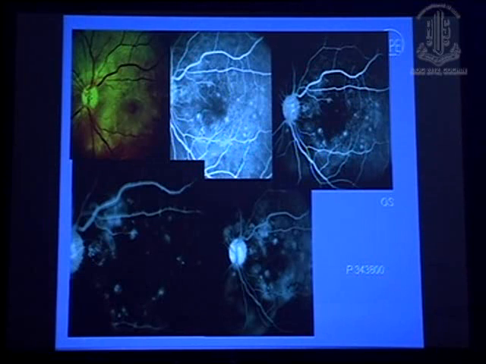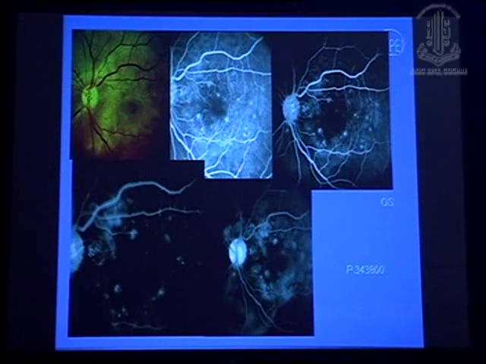Anyone else? So is it active choroiditis? Active choroiditis, yes. What form of choroiditis? It is bilateral. It's Harada's disease. Excellent. So the diagnosis is Harada's disease: bilateral, young female, no systemic disorder. And what investigation would you do to confirm that it is Harada's disease in addition to this?